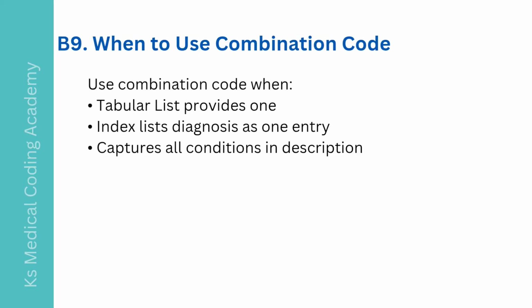When to use combination code. You must use a combination code when the tabular list provides one. The alphabetic index lists the diagnosis as a single entry. The combination code accurately captures all documented components. Always check if one code is sufficient before assigning multiple codes.